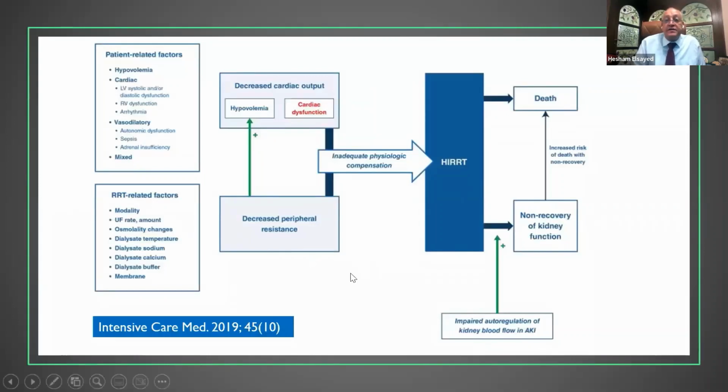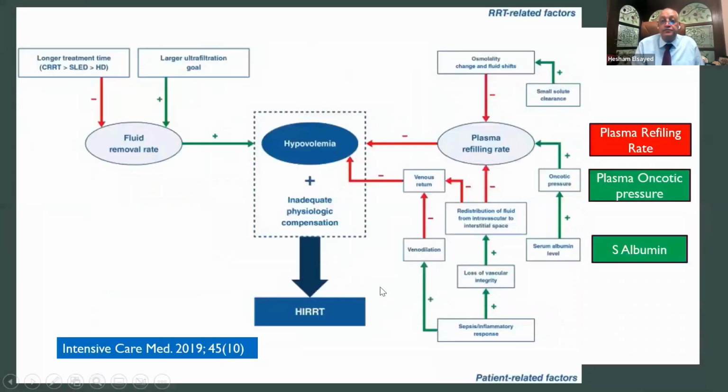So this is diagrammatic, allowing us to understand that in patients on renal replacement therapy, related factors include the modality, which differs: intermittent versus slow or continuous renal replacement therapy. The ultrafiltration rate, the osmolarity, the dialysis temperature, the dialysis sodium and calcium, and the buffer, as well as the dialysis membrane. Inadequate physiologic response will lead to hemodynamic instability.